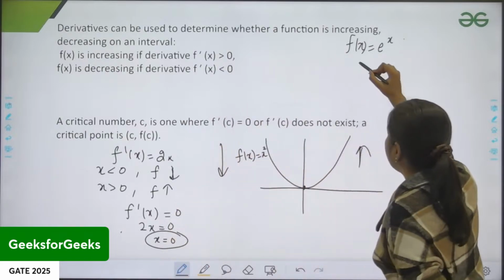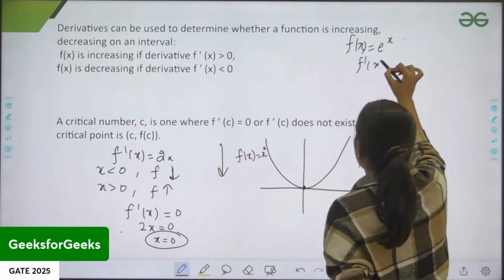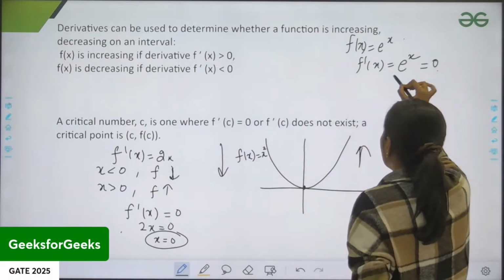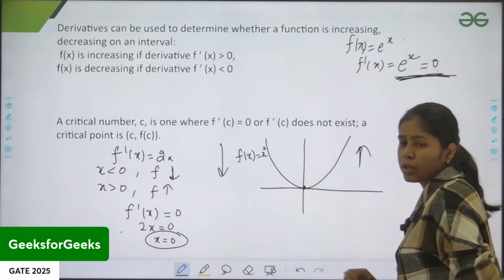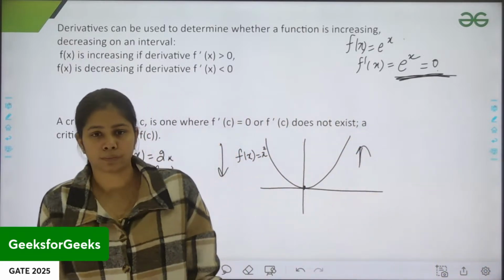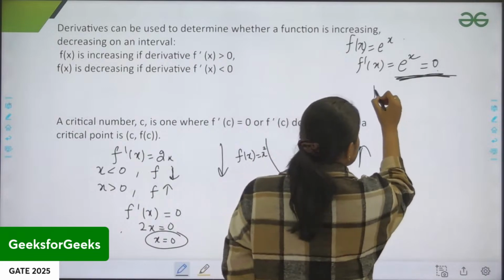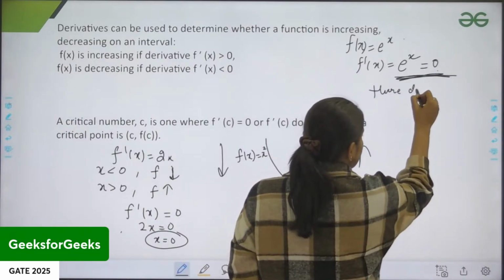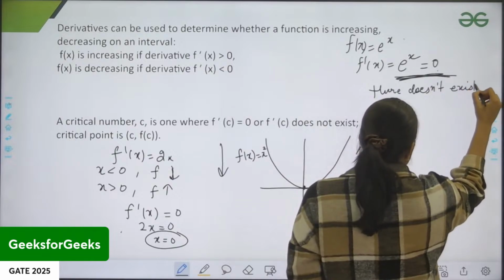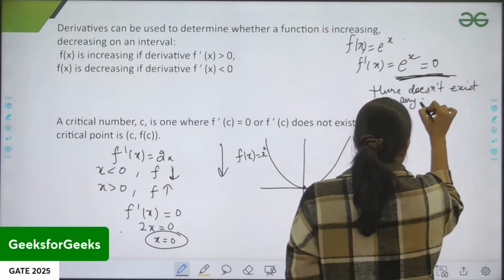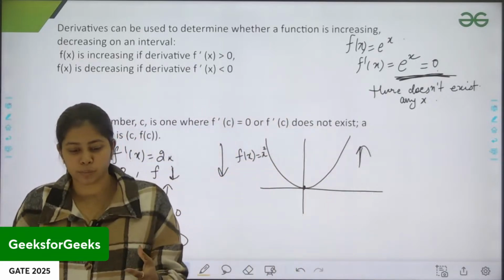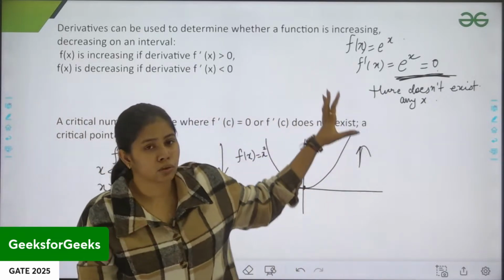Find the derivative and equate it to 0. So f dash x, the derivative, is e to the power x, and I'll equate it with 0. Can you tell me what would be the root of this equation? What would be the value of x such that e to the power x equals 0? There does not exist any x. We do not have any x such that e to the power x would be 0, right? So that's why there is no critical point.